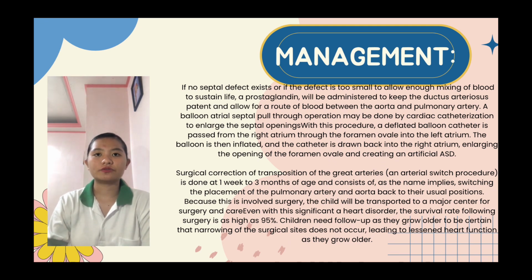Surgical correction of transposition of the great arteries is done at 1 week to 3 months of age and consists of, as the name implies, switching the placement of the pulmonary artery and aorta back to their usual positions. Because this involves surgery, the child will be transported to a major center for surgery and care.